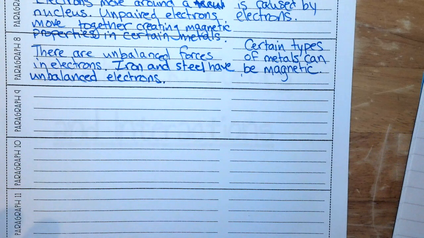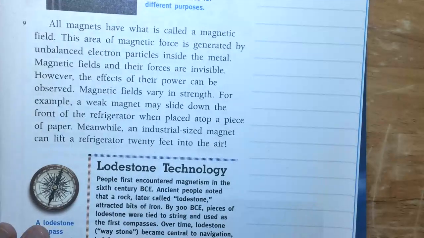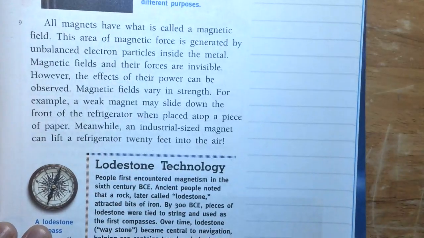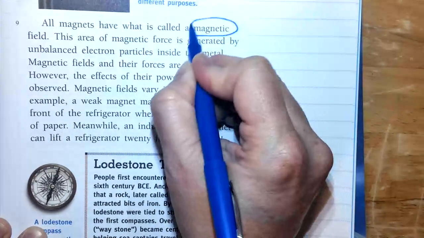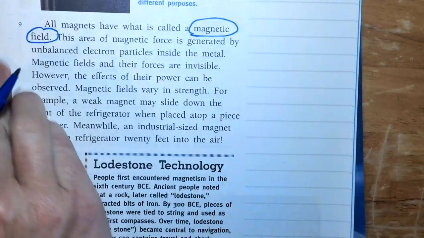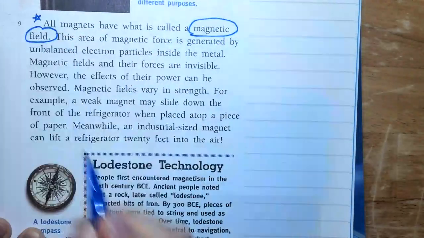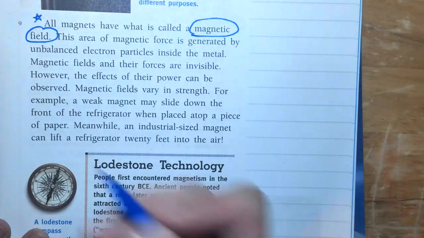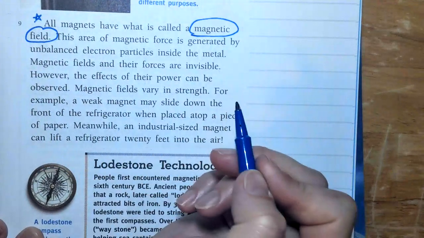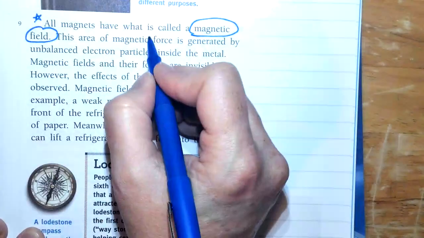Excellent. Let's look at paragraph 9. Read to yourself as I read aloud. All magnets have what is called a magnetic field. Ooh, definitely. I'm going to star that as well. This area of a magnetic force is generated by an unbalanced electron particles inside the metal. So definitely, this might even be a star here.